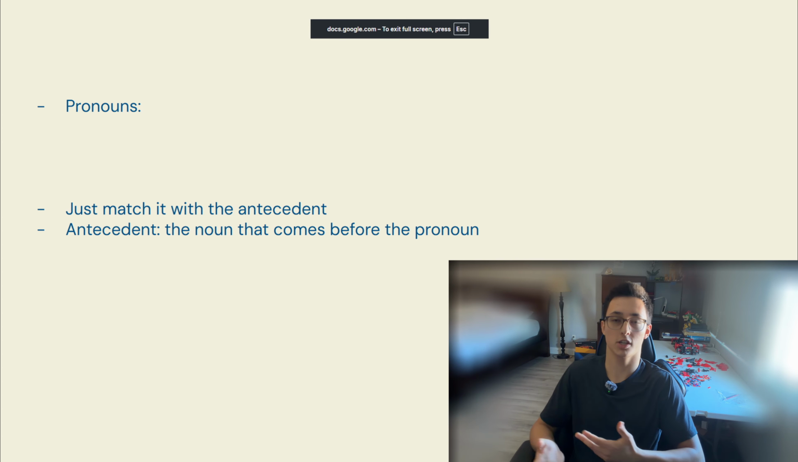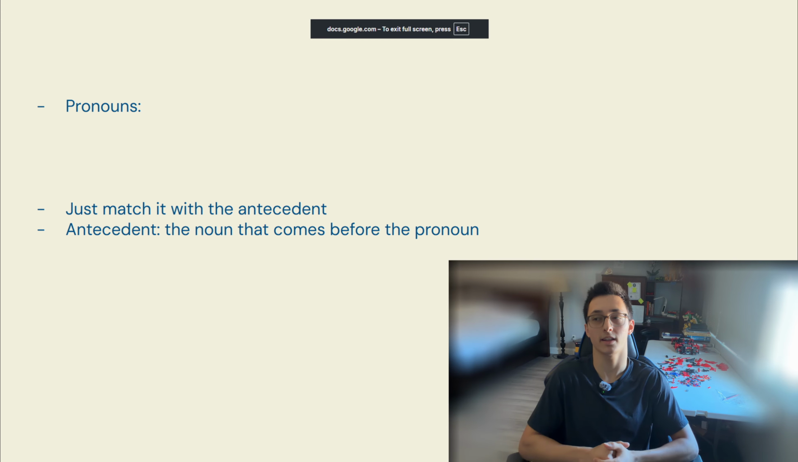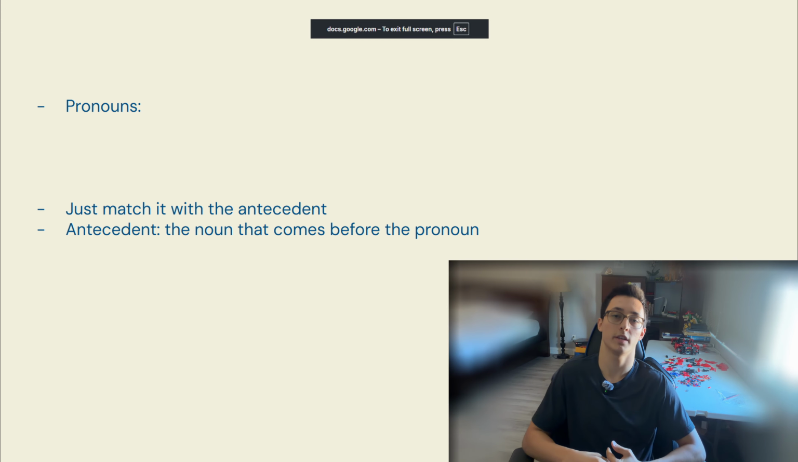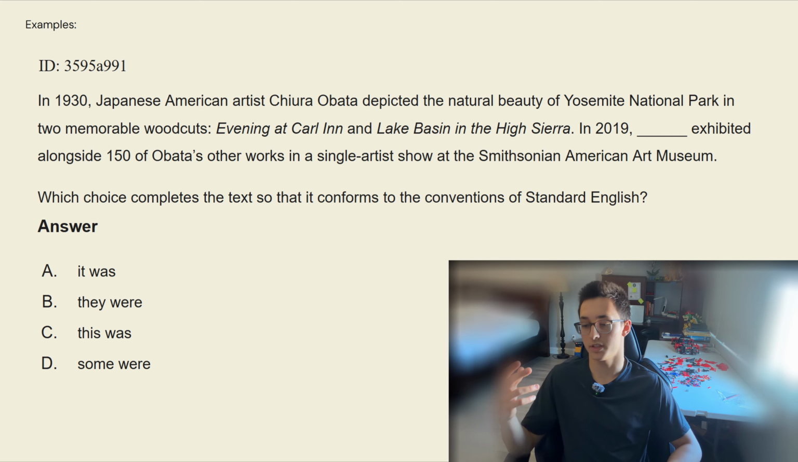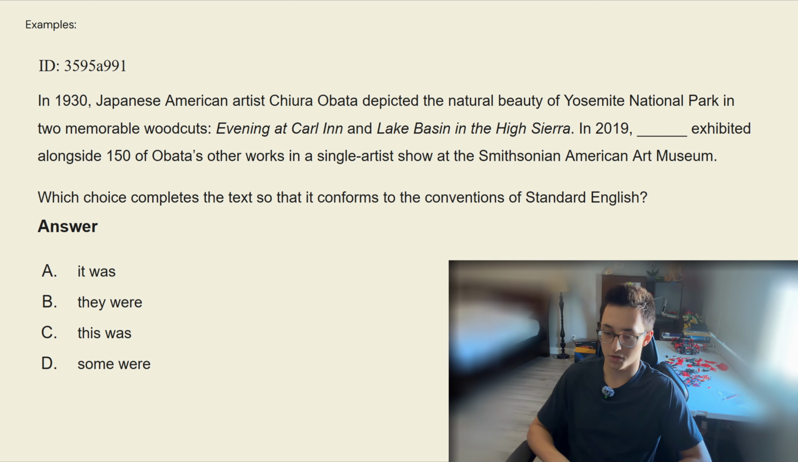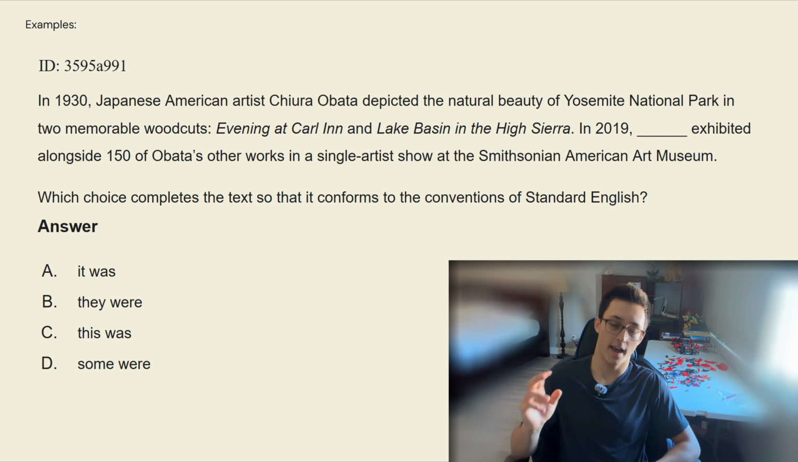And so we're just going to look at some practice questions. This is a relatively easy question type, so once you get the hang of it, you'll be good to go. Let's get into it. For this question, we see standard English conventions, and we see a couple different answer choices which have different forms of pronouns. So let's read the text.